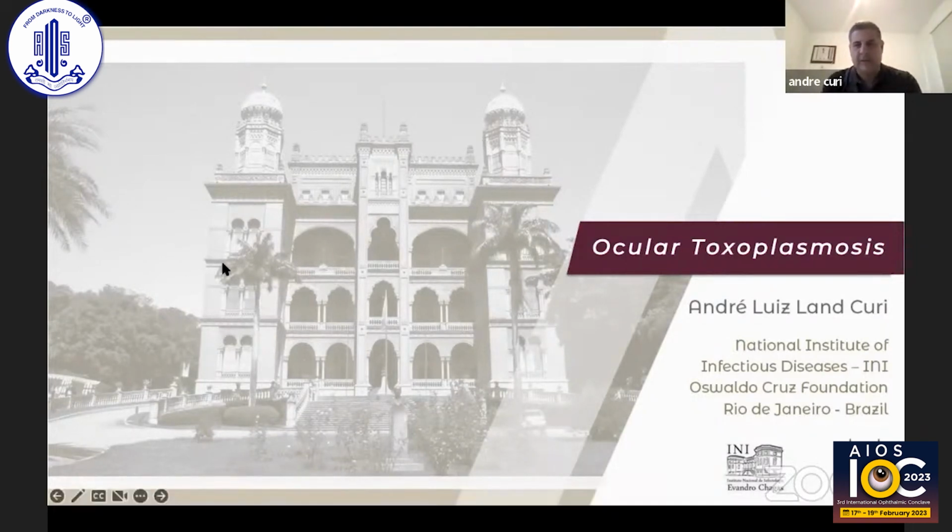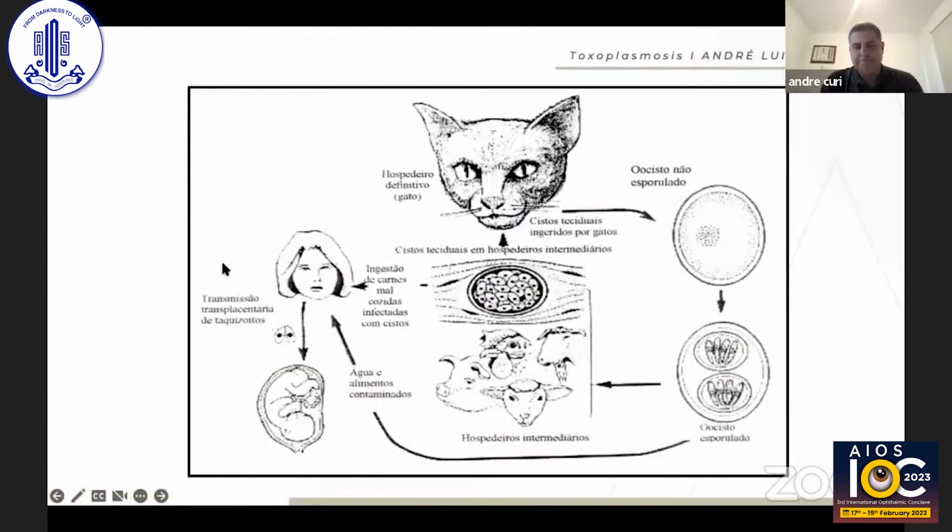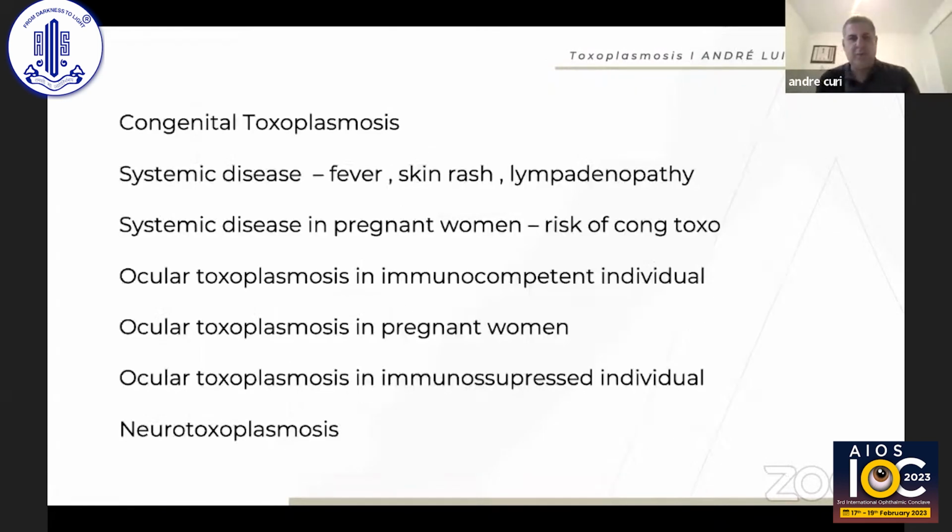Manisha, Rupesh, and I will try to cover toxoplasmosis. It's quite a difficult issue. It's important to remember the cycle of the parasite, but more important than this is to consider that toxoplasmosis can be a different disease. So it can be divided into congenital toxoplasmosis and systemic disease when you have the acute disease.